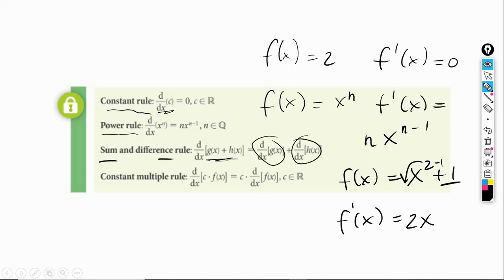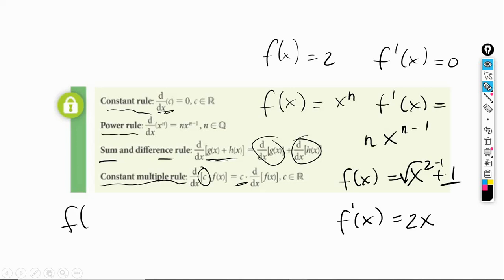So basically what I'm doing here is the derivative of x squared and then the derivative of 1. Notice that there's also a constant multiple rule, and that just means that if you have a constant, then you do the derivative and then just multiply it by the constant in the end. What would be an example of the constant multiple rule?